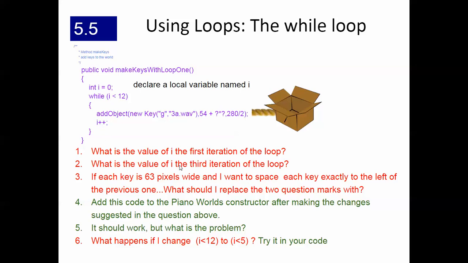What is the value of i the third iteration through the loop? Well, you're wanting to say 3, but it's 2. The first time through it's 0, then it's 1, then it's 2. So 0, 1, 2, its value is 2 the third time through. Make sure you write that down in your notes. If each key is 63 pixels wide and I want to space each key exactly to the left of the previous one, what should I replace the two question marks with? Okay, let's take a look at that.